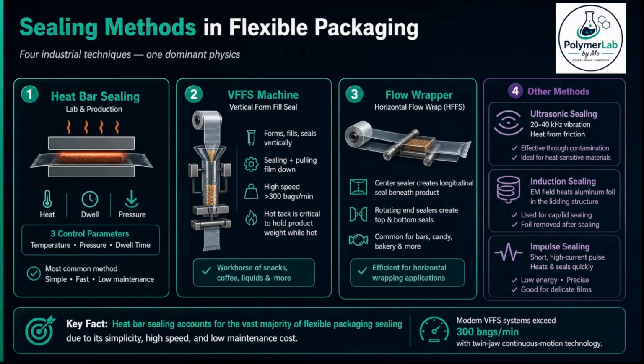Ultrasonic sealing uses high-frequency mechanical vibration, 20 to 40 kHz, to generate heat at the interface through intermolecular friction. No external heat source. This is why it is effective for sealing through product contamination and for temperature-sensitive materials like medications. And induction sealing, also called cap sealing, is used for sealing rigid containers. An electromagnetic field interacts with an aluminum foil layer in the sealing structure, generating heat that melts the sealant layer and seals the lid to the container. The cap is then removed from the foil, leaving the sealed package underneath.